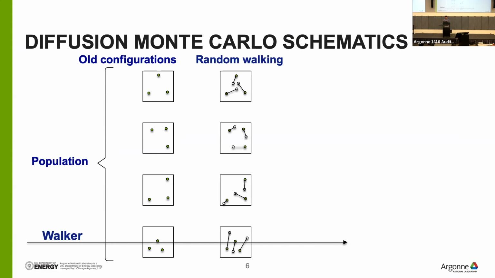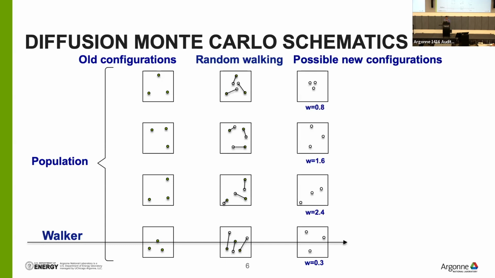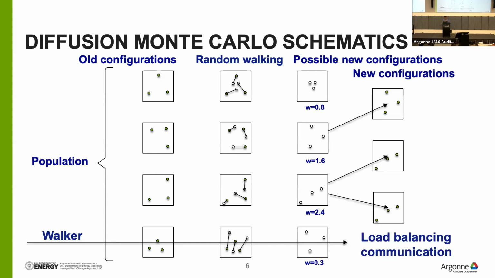By evolving those individual workers randomly, since it's a projection method, you adjust the weights. At the end, you do some load balancing. So mostly the calculation pattern will be just massively parallel Monte Carlo simulations.